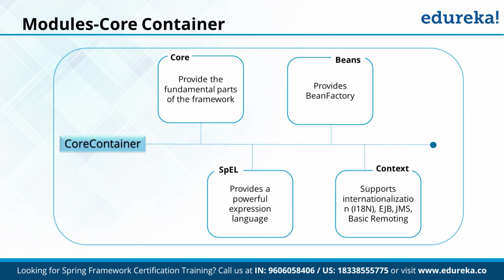So guys, beans are nothing but the Java objects which are constructed by the Spring framework. So you need to configure them. Then we got context. It's an implementation of the beans itself, right? It supports internationalization, for example, EJB, JMS, or remote APIs if you want to come up with that. Then Spring expression language is an expression language with the help of which we can write programs even.